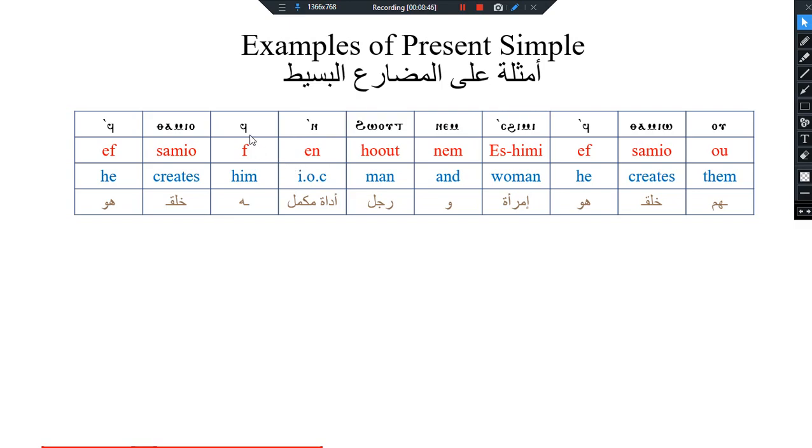Here we have two complements. The first complement came as a pronoun following directly the verb, and for another complement we added en, indication of complement, and the complements afterwards, one complement or two, depending on how the person uses the words. Hoout, man. Nem, and. Ishimi, woman. F, he. Samio means create. Ou-t means him.